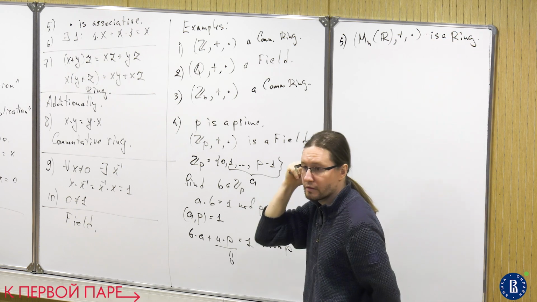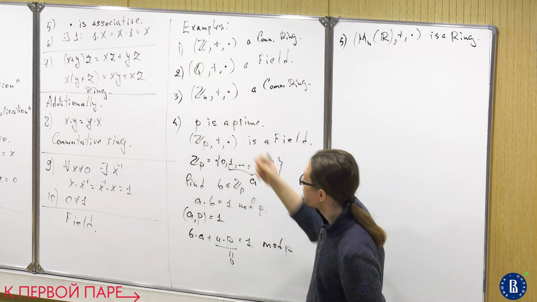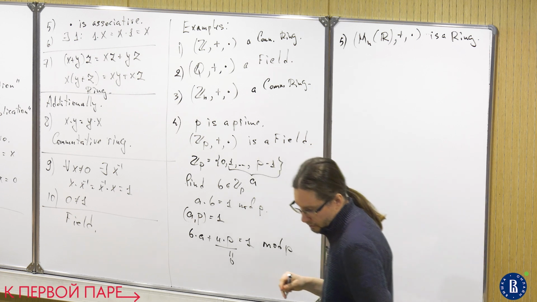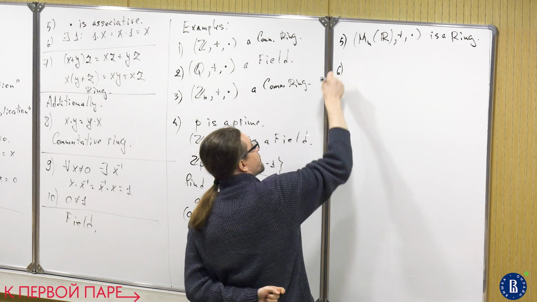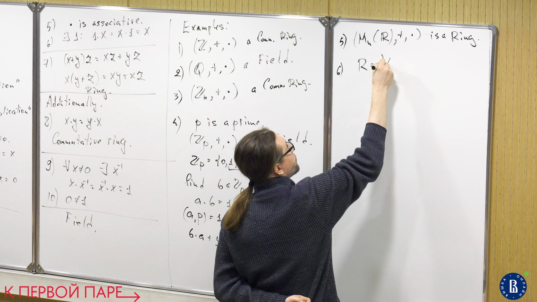Again, because we know that the matrix addition and multiplication satisfy the first 7 axioms. Okay, what should be next? Yeah, another example. This is kind of a stupid example. Let's take a one-point set.